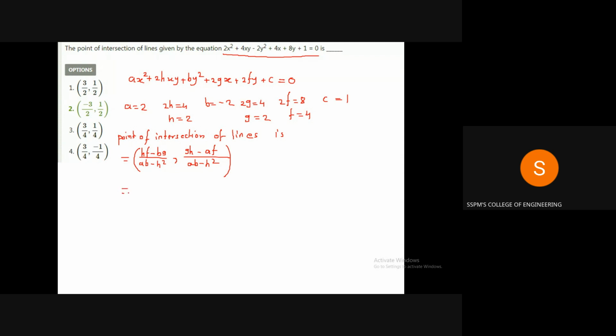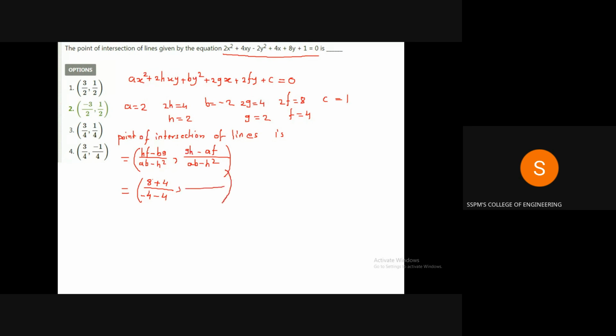Okay, now just put all these values in the formula. So what will we get? h into f: h is 2, f is 4, so you will get 8. hf is 8, minus bg. The product bg is minus 2 into 2, that is minus 4, so it will become plus 4, divided by ab minus h square. What is ab minus h square? ab is 2 into minus 2, which is minus 4, minus h square. What is h square? 2 square, that is 4 again.